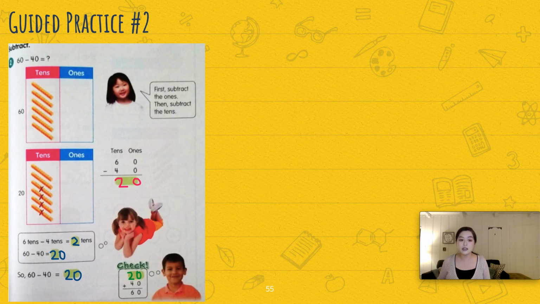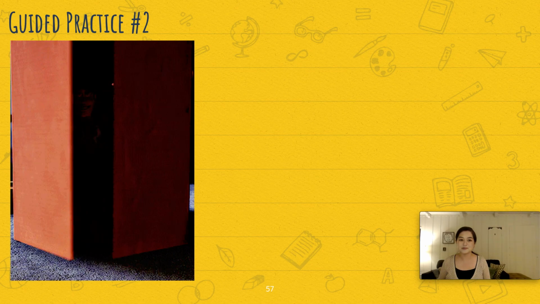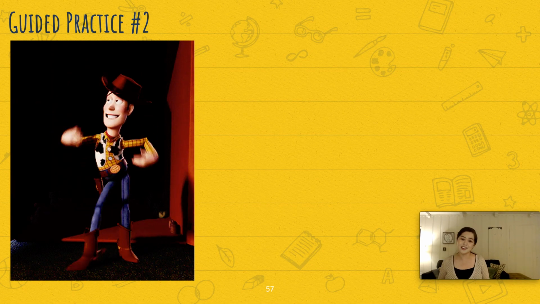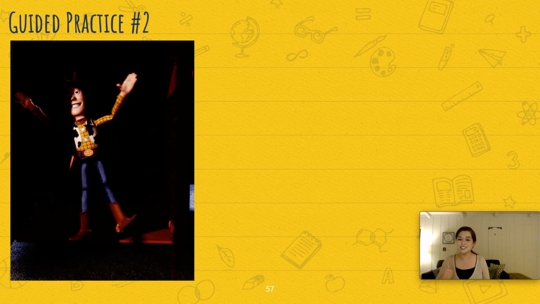So 20 and 40, does it make 60? Let's add the ones. 0 ones and 0 ones make 0 ones. Let's add the tens. 2 tens and 4 tens make 6 tens. It works out. Hooray! My answer is right. And your answer is right. Like a boss. You solved it like a boss.